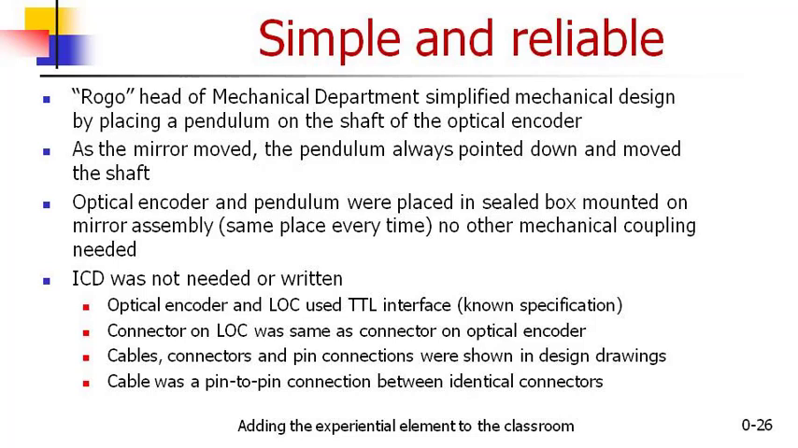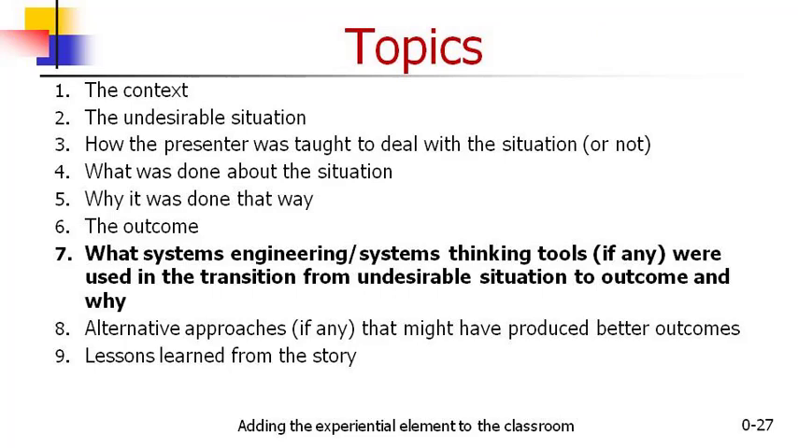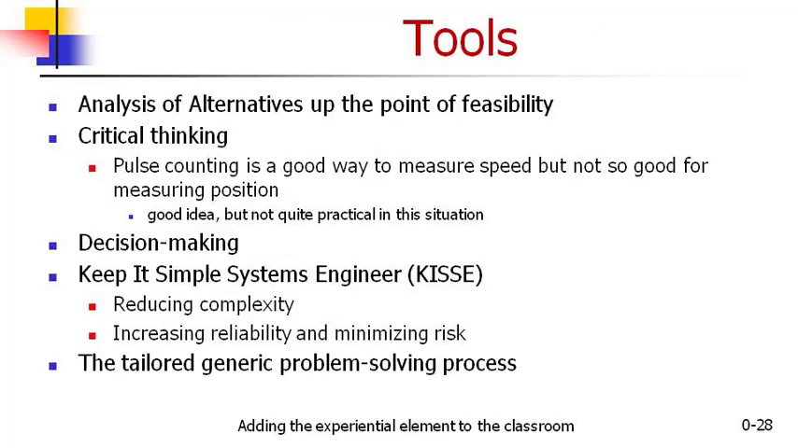They don't tell you that in the book, do they? So what systems engineering thinking tools were used? Analysis of alternatives, but only up to the point of feasibility. So instead of building that whole matrix, we looked at the risk and said, This one's too risky. Stop there. No point in going through the other ones. This one's not reliable enough. Stop there. No point, because we were only going to make this decision once.